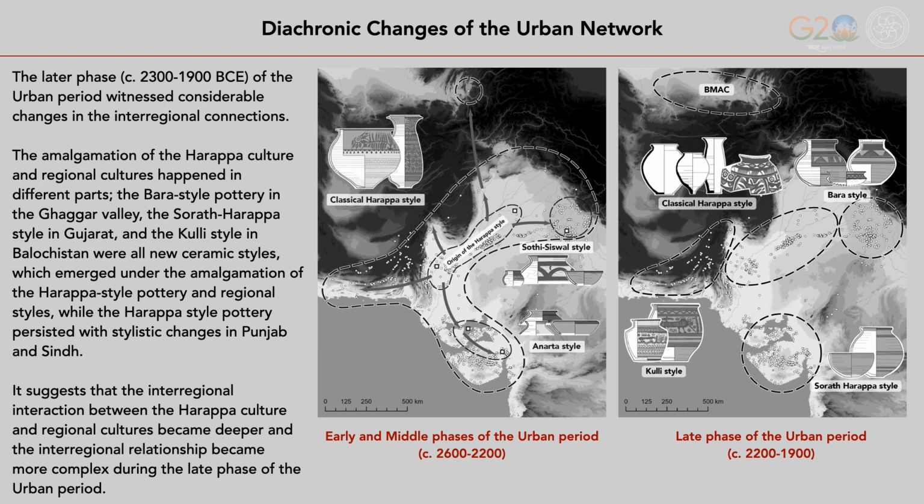It suggests that the interregional interaction between the Harappa culture and regional cultures became deeper, and the interregional relationship became more complex during the late phase of the urban period. In the map on the right, you can see the distribution of regional ceramic styles during the late phase of the urban period. These new ceramic styles coexisted with the classical Harappa style and regional styles continuing from the pre-urban period, such as the Sothi-Siswal in the Ghaggar and the Anarta in Gujarat. It means that the interregional and the interstylistic relationship became highly complex during this period.